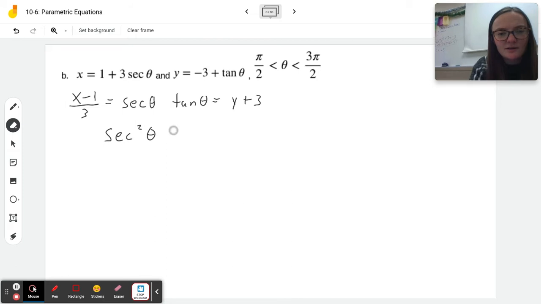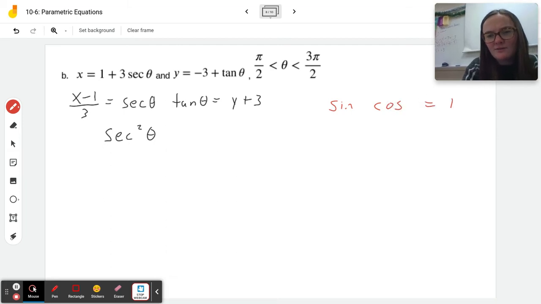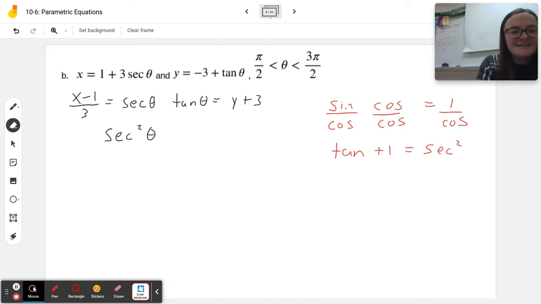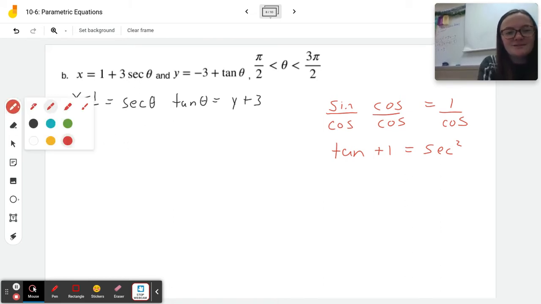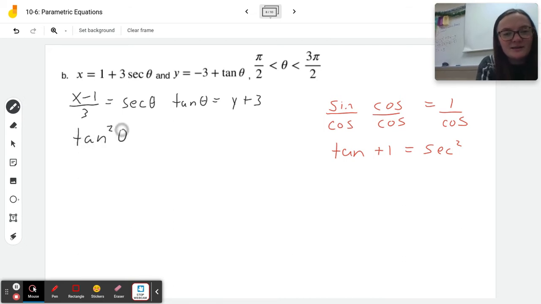In fact, let's just derive it. If I know sine squared plus cosine squared equals 1, and I divide everything by cosine squared, then I know that sine over cosine is tangent, so tangent squared plus 1 is equal to secant squared. Okay, that looks a little bit better. I told you guys I don't memorize these, I just like to derive them. So I have tangent squared theta plus 1 equal to secant squared theta.